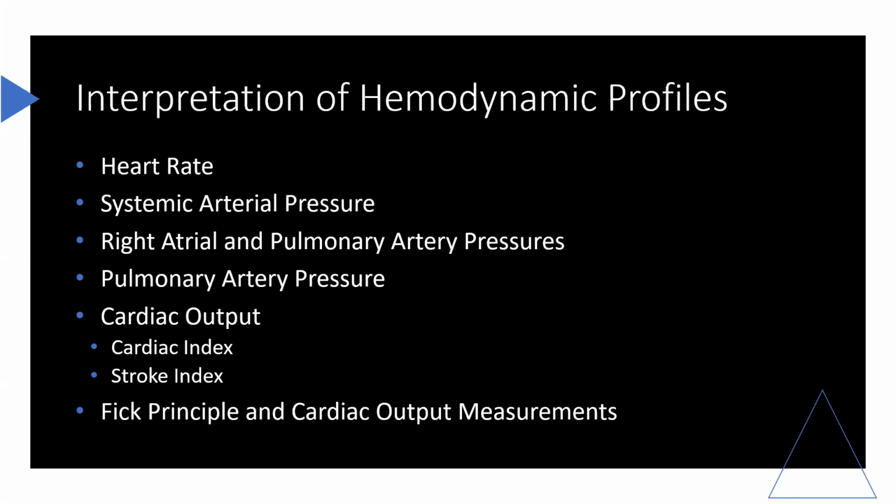Cardiac output is the volume of blood that is pumped by the heart per minute, and it is usually expressed in liters per minute or milliliters per minute. Cardiac output normally ranges from 4 to 8 liters per minute. It can be calculated by multiplying the heart rate by the stroke volume. The stroke volume is the volume of blood pumped by the heart per beat. It can be expressed in liters per beat or milliliters per beat.